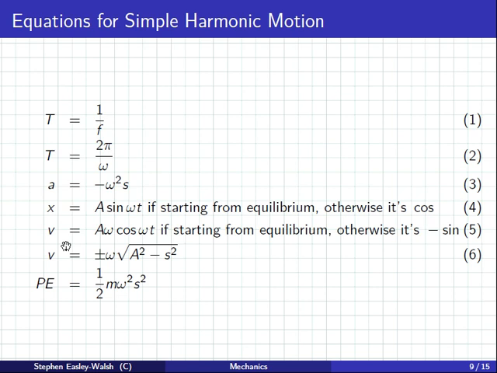This is the formula for potential energy. What's the potential energy when S is 0? It's 0. That's what we said. And this is the formula. I'm not giving you the formula for kinetic energy because you know what it is. What's the formula for kinetic energy? A half mv squared, yeah.